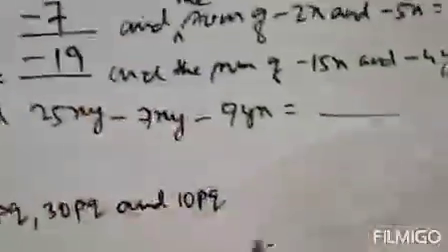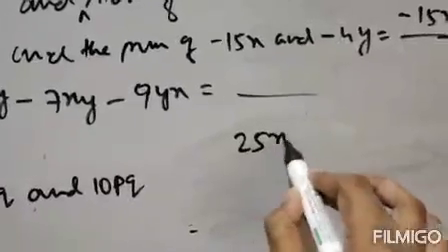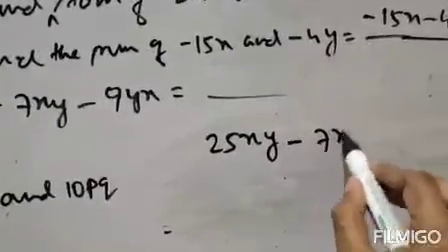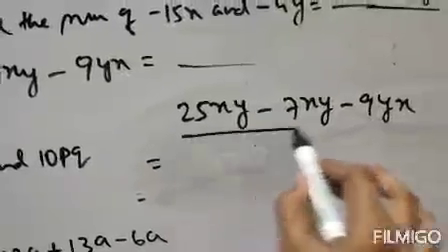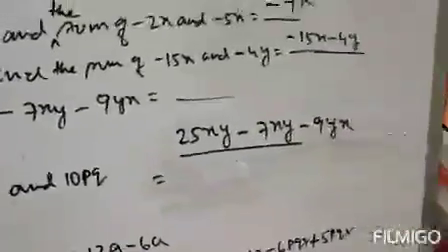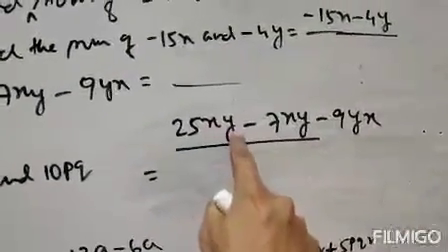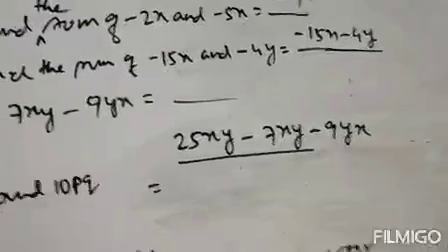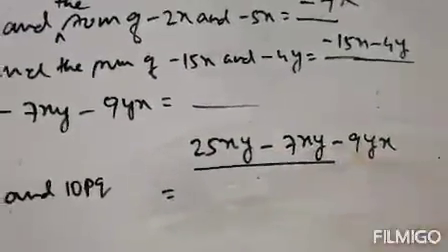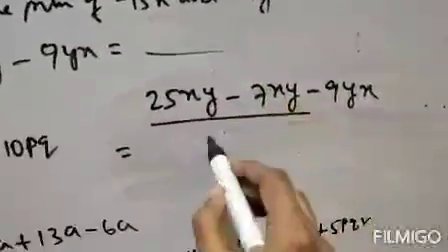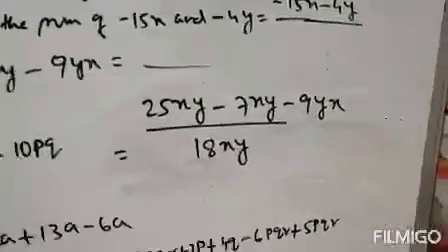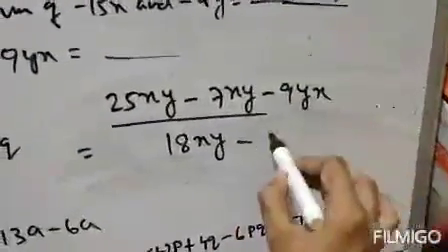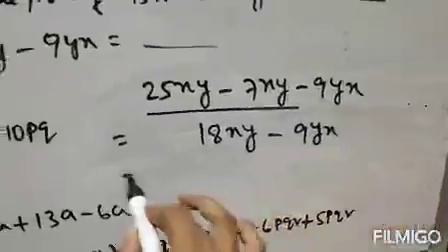Next, it is 25xy minus 7xy minus 9yx. Now same procedure, take two numbers first. So 25, now see here it is xy coefficient, here it is xy coefficient. So both the coefficients are same. That means we can easily subtract. So 25 minus 7 was 18 and it is xy. So write the coefficient after 18. Third term is minus 9yx.